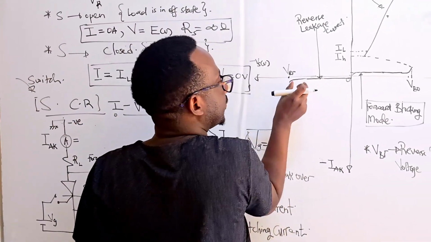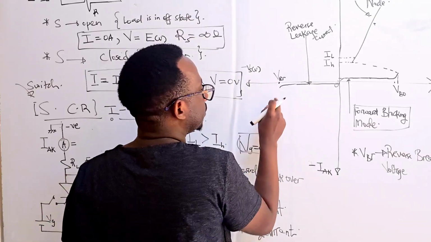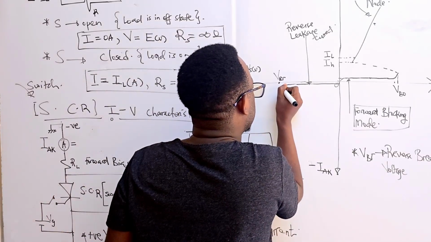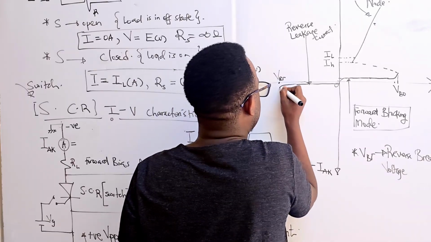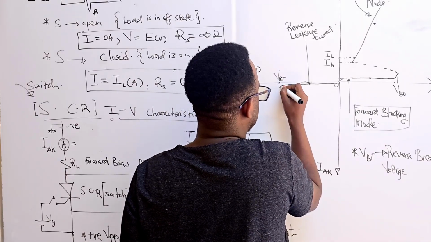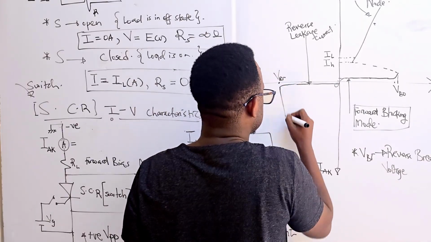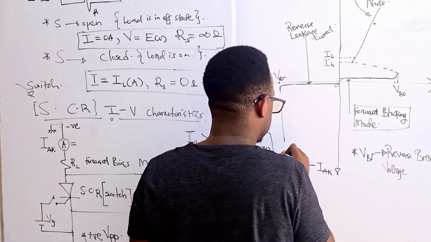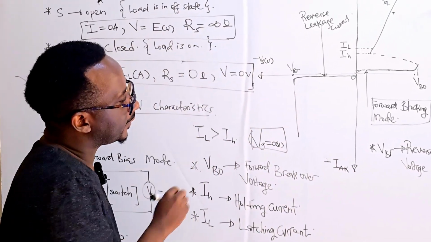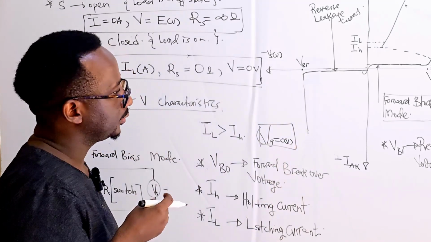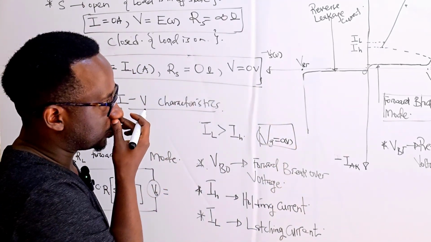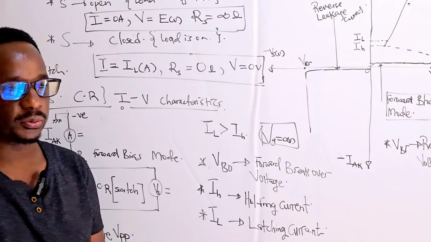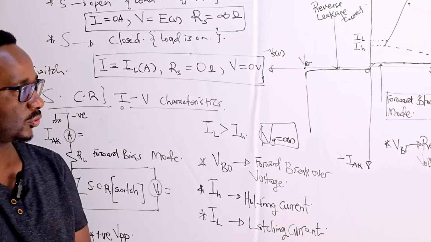that means increasing the voltage drop across the SCR, we will see an instantaneous rapid rise in the current, though in the reverse direction. So this is where the device breaks. This is where the device breaks and conducts in reverse as well.